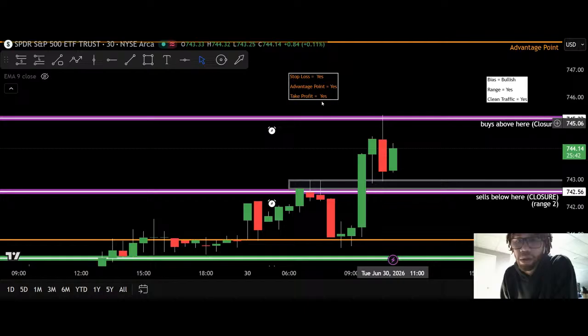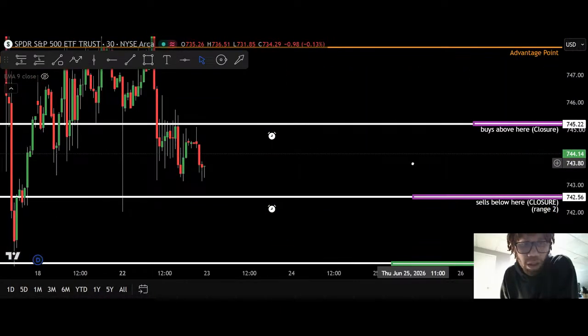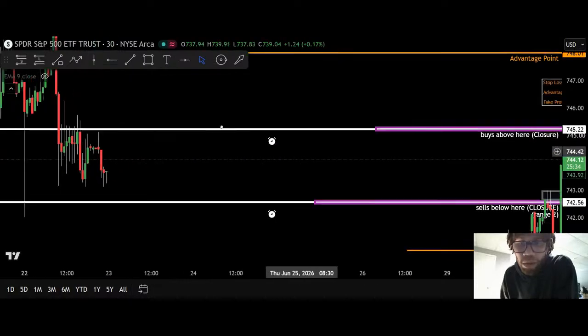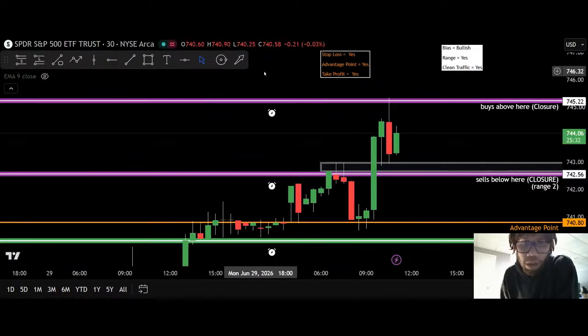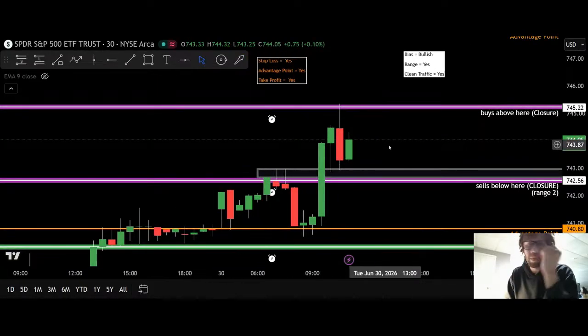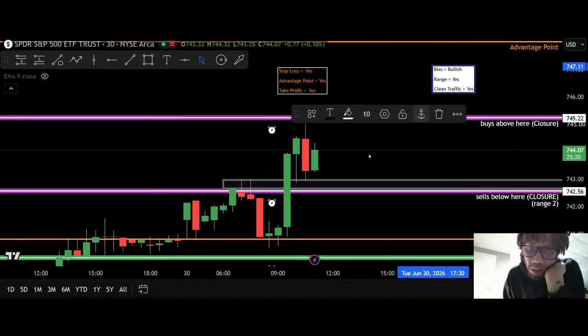So the market is not really giving me a clear edge besides this clean break up here above this resistance. And maybe below here, taking sells coming back down. I'll just be patient here.